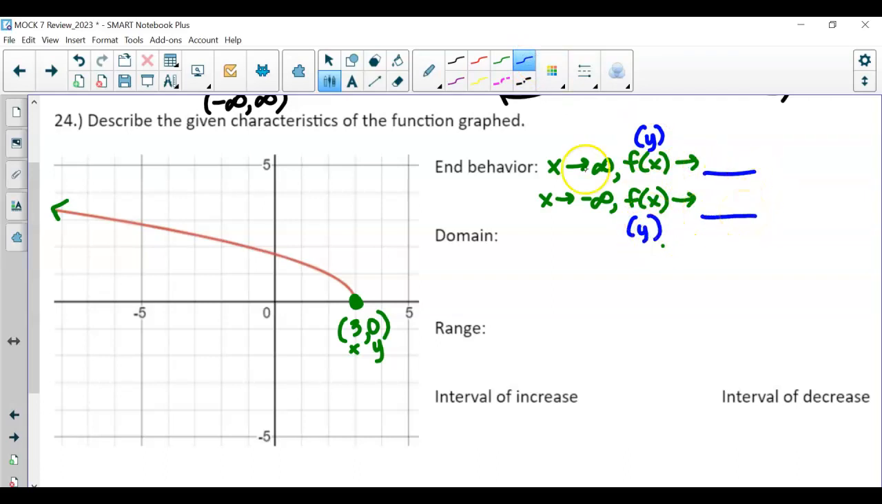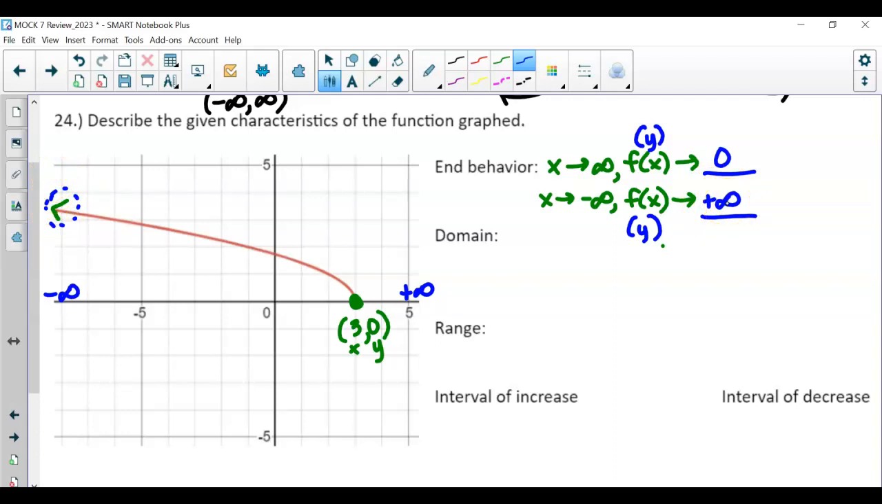Here, as we're going to the right towards positive infinity, notice how we're stopping on the right side at what y value? 0. Notice how we're not going past that y value. So f of x, or the y values, are approaching 0. Then as x is approaching negative infinity, so as we're going to the left, notice how the left side of the graph is continuing on going up to positive infinity.